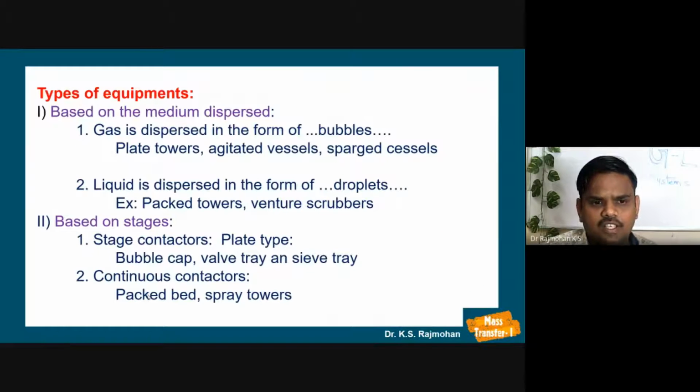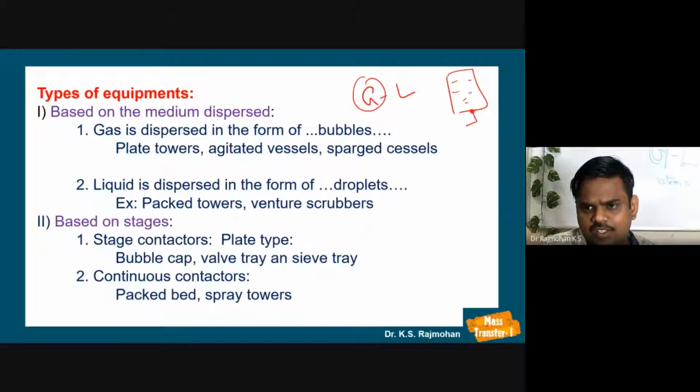So if you look at the different types of equipment for this, when you say gas and liquid, one of them can be dispersed. For example, you have a liquid taken in a system. As I said, in agitated vessels, what will happen? Oxygen or air will be introduced into the liquid in the form of bubbles. So when gas is dispersed in the liquid in the form of bubbles, that is one system, that is a gas dispersed system.